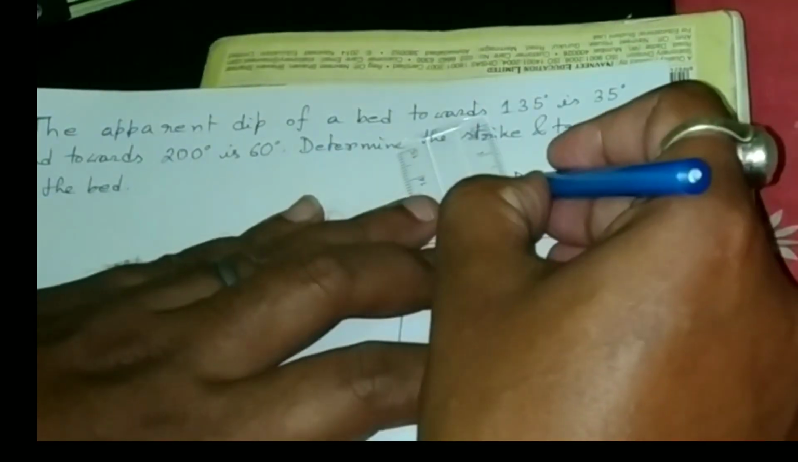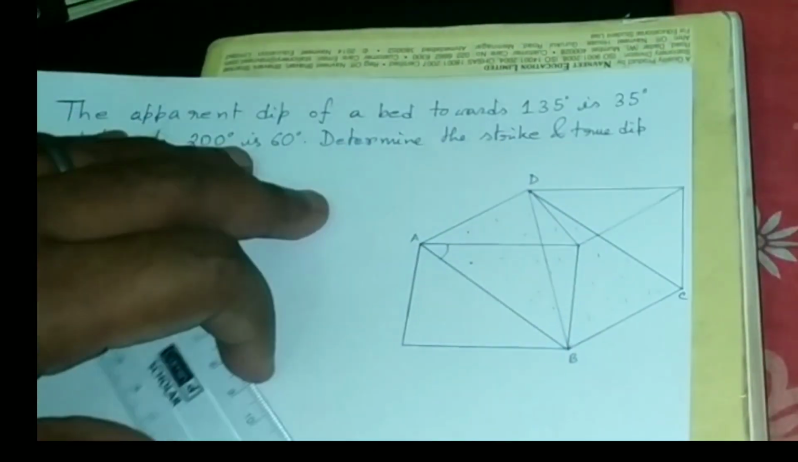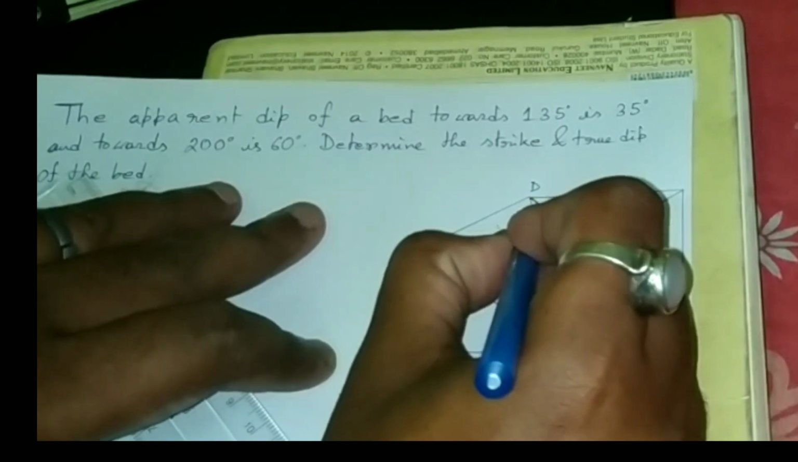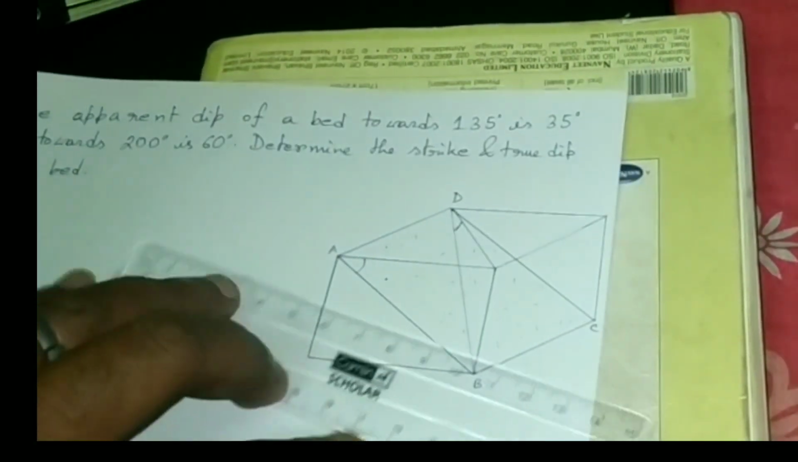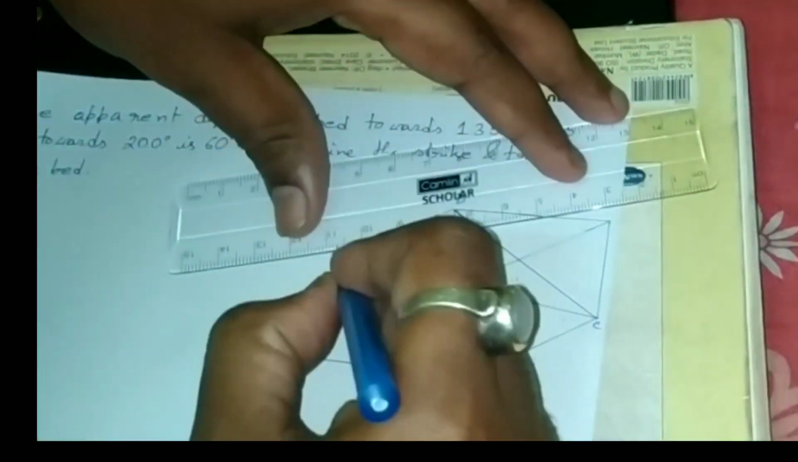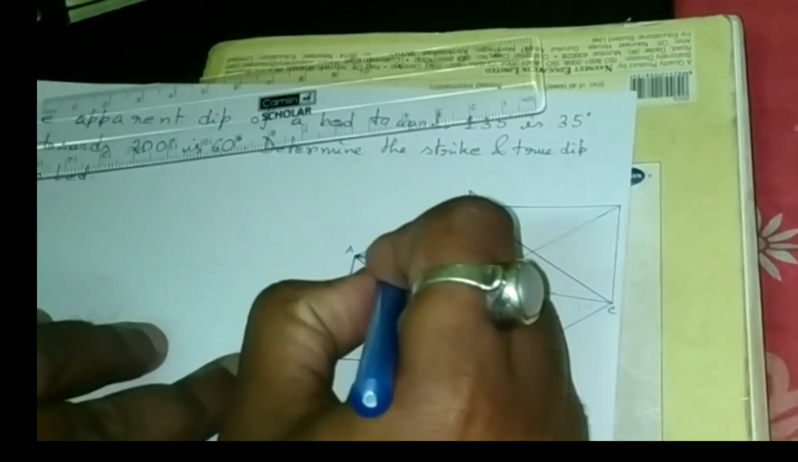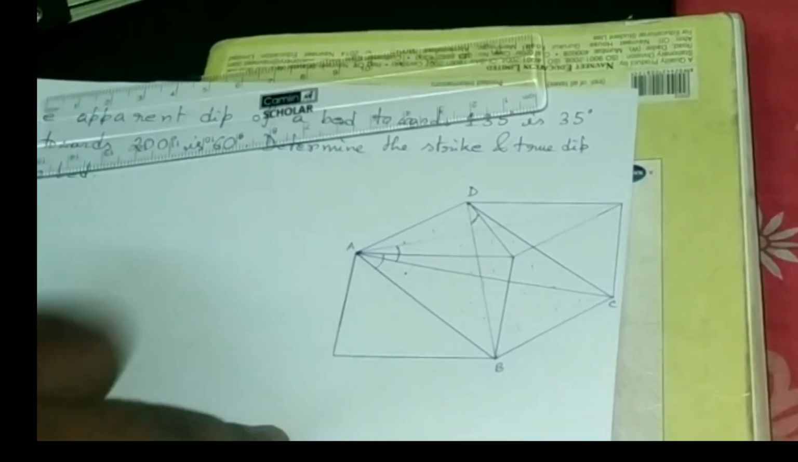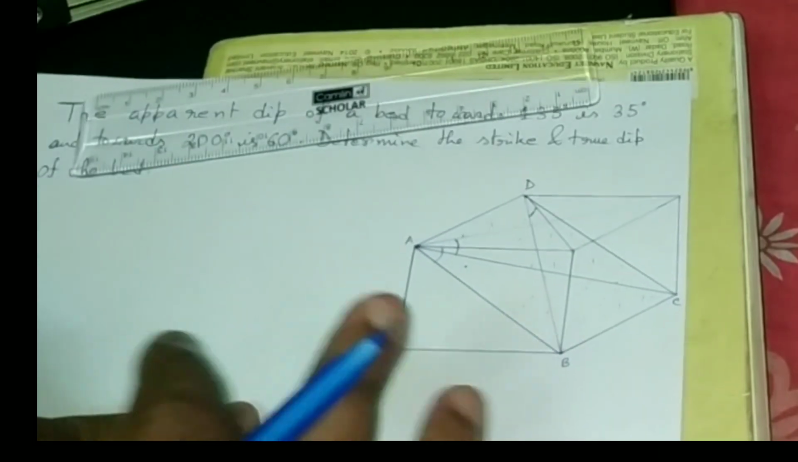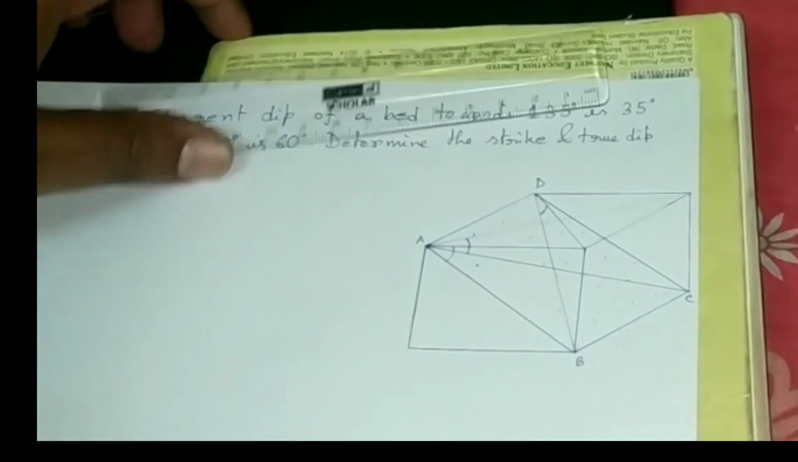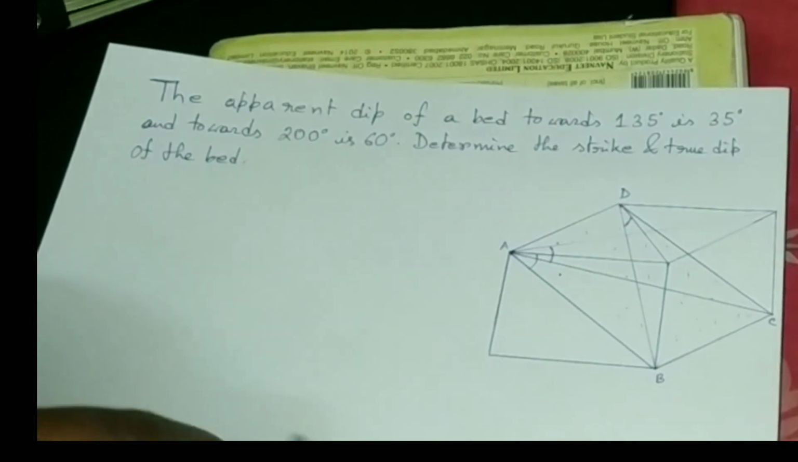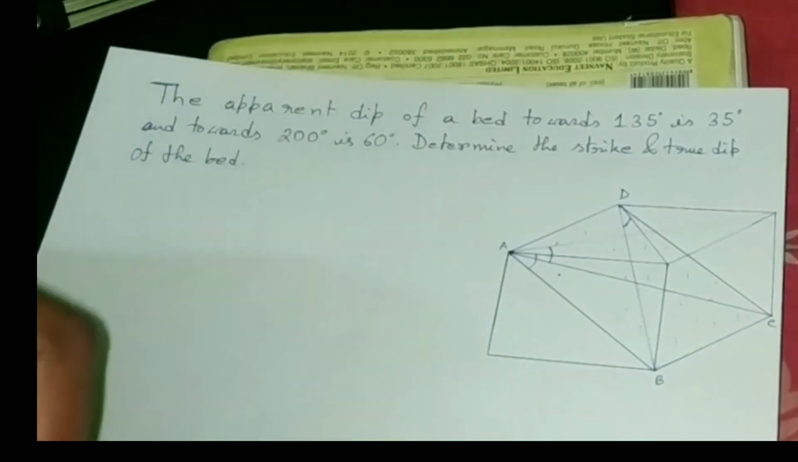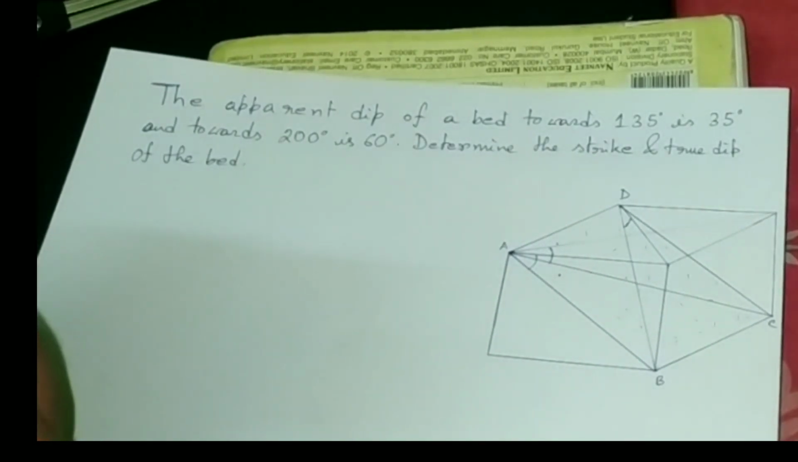Suppose this is one apparent dip given and this is another apparent dip of that bed. So on the basis of these two apparent dips, we can calculate the strike and true dip of that bed with the help of some construction of section and construction of plan.